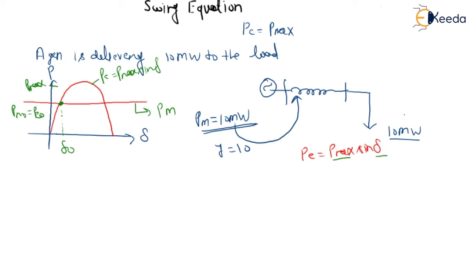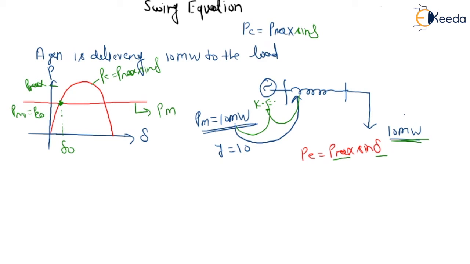Now the generator is delivering 10 megawatt power, P is equal to P max sine delta here. So this is the P delta curve. On the P delta curve we represent both the mechanical as well as the electrical angle. So if our load is 10 megawatt and the mechanical input is 10 megawatt, the mechanical input is first converted to kinetic energy, then to electrical energy. When our load was 10 megawatt, our mechanical input was 10 megawatt.